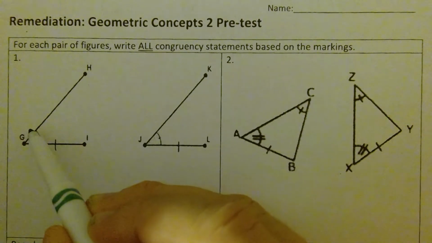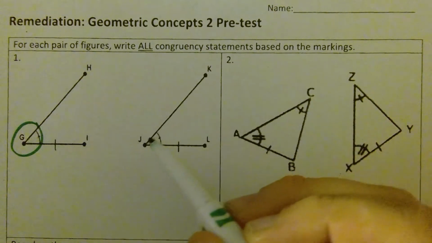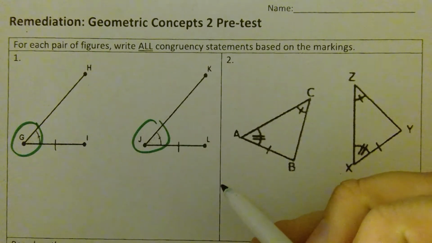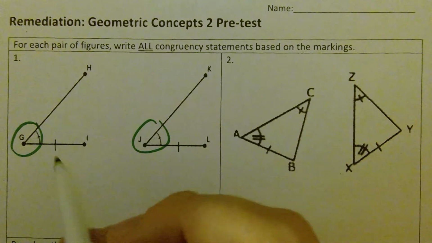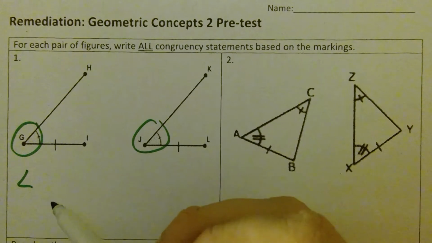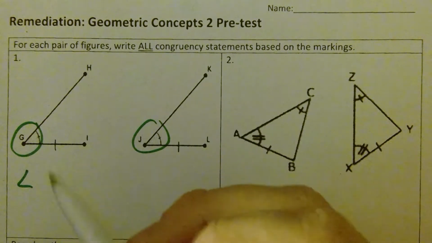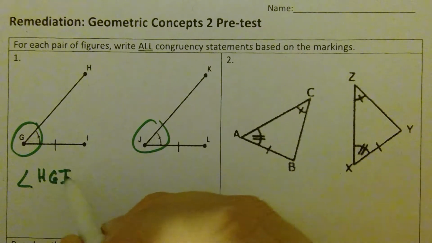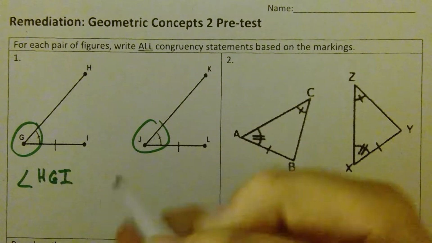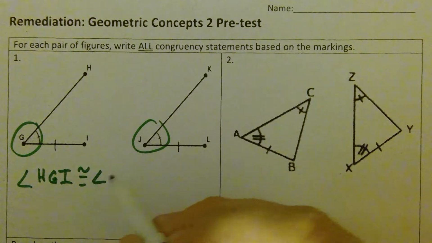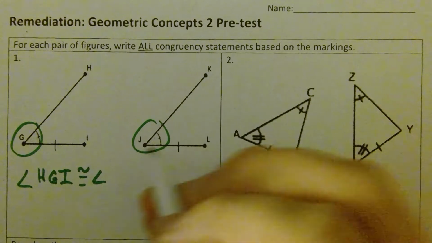So right here, we have this angle and we have this angle that are congruent. So let's go ahead and name those. If we recall, the middle letter is the vertex, so where the actual angle is, and then the front end and the back end are the other two letters. So this angle right here is HGI, and based on the markings, we know that it's congruent to angle KJL.